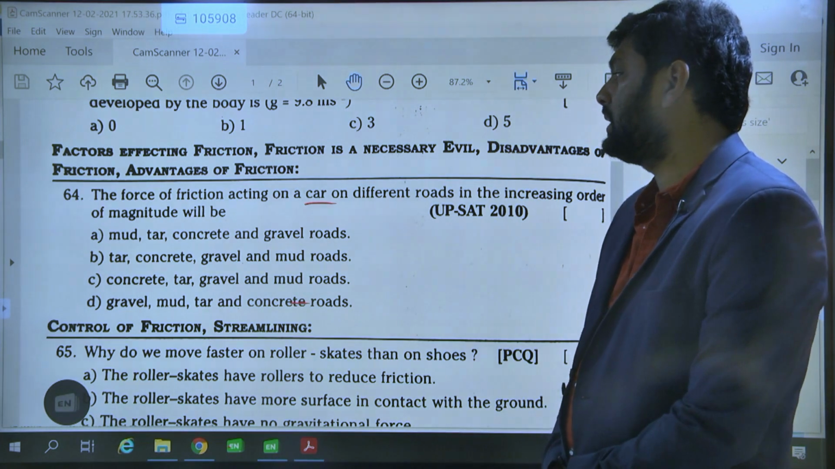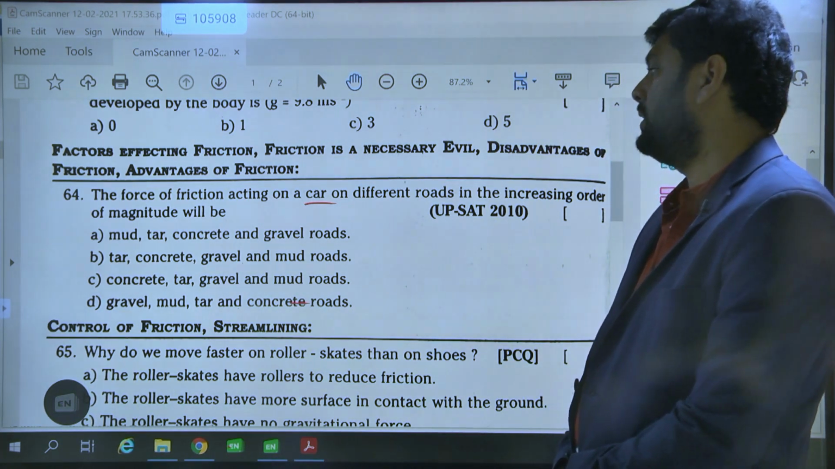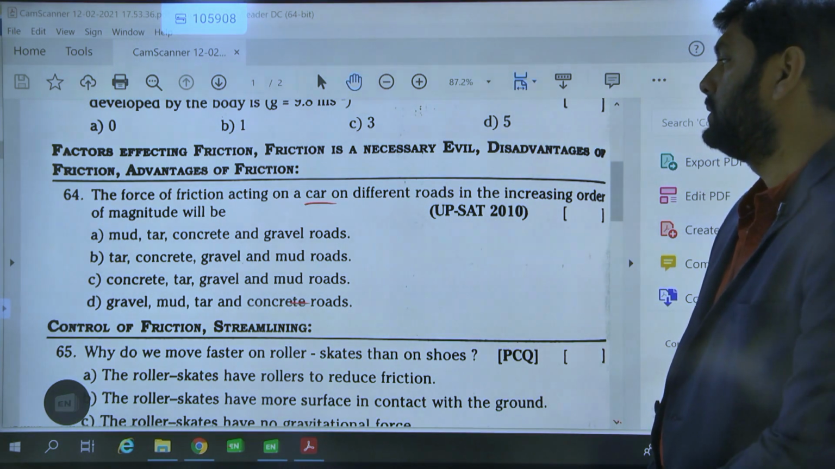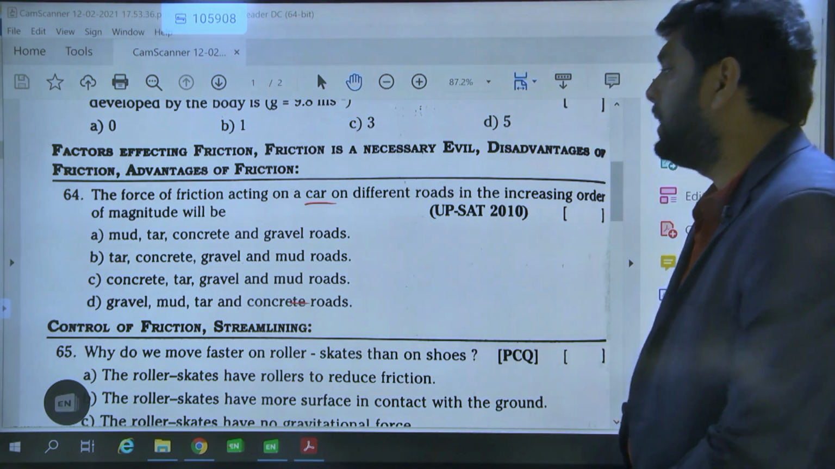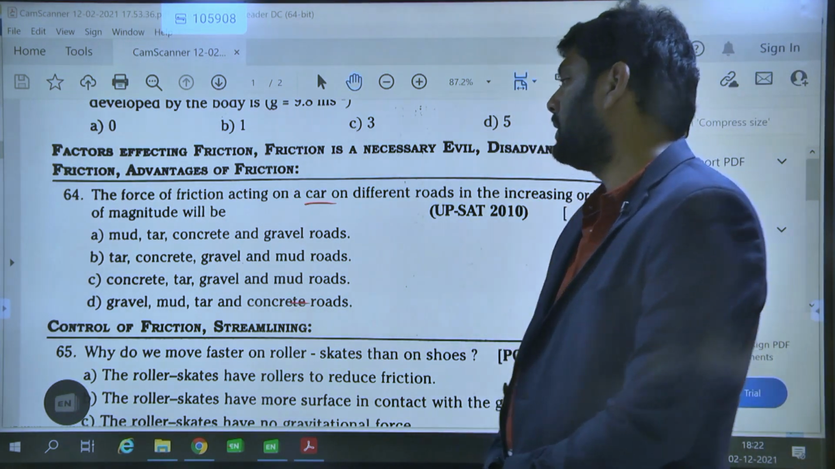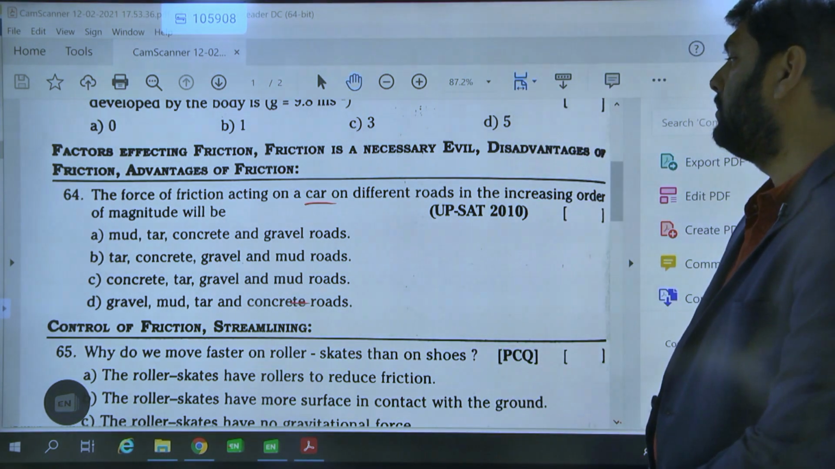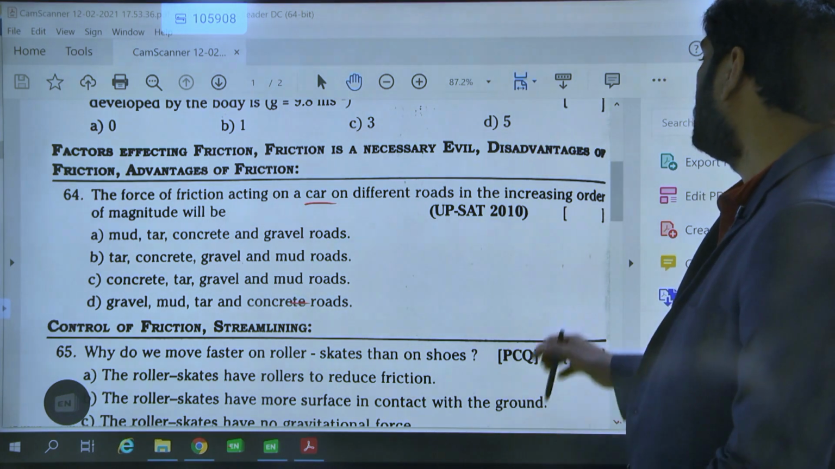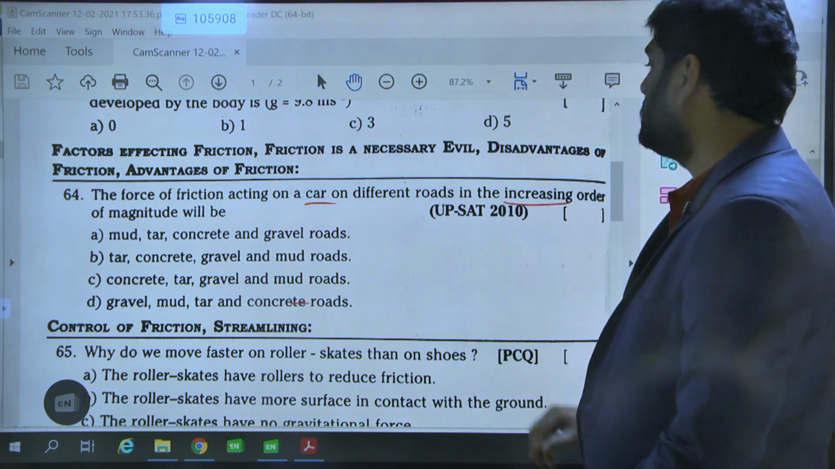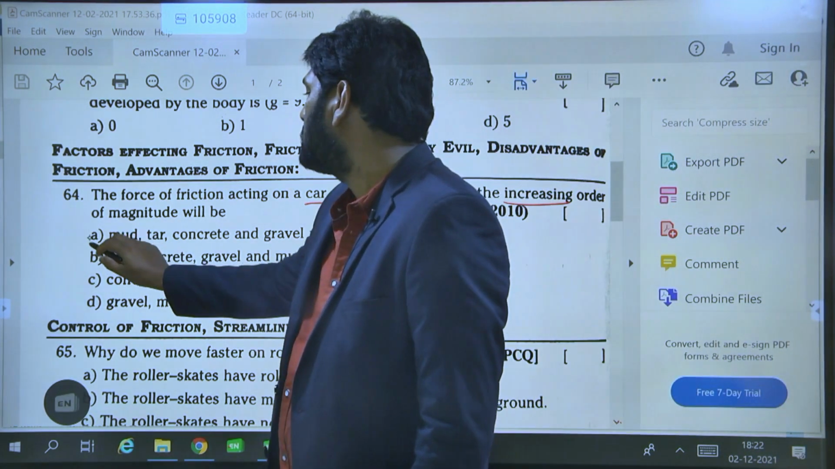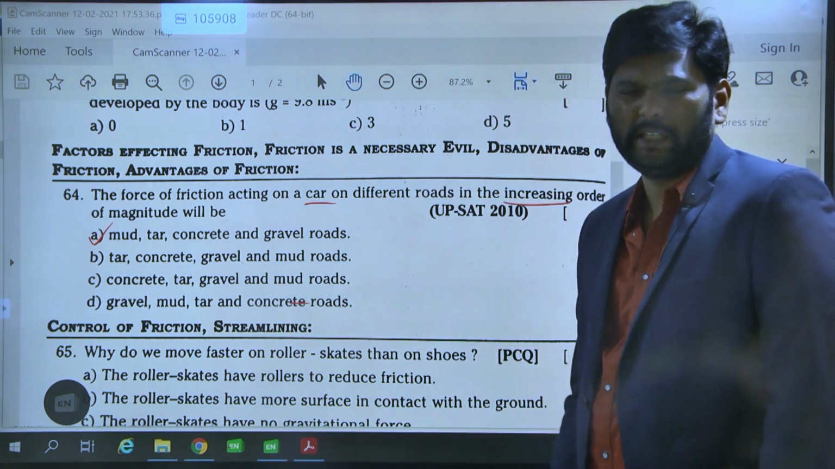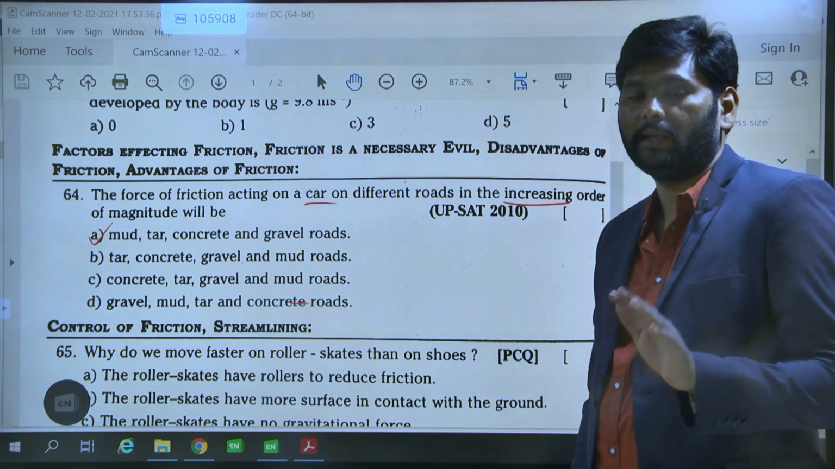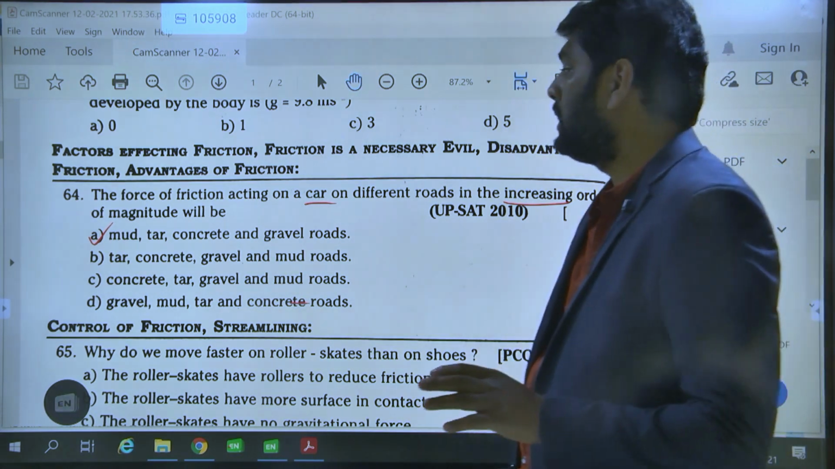Mud, tar, concrete and gravel road. Which one will give more friction here? Next, what about tar, concrete, mud road? Concrete, tar, gravel and mud road. Which one is increasing order? They are asking increasing order. So is the first option only right? Because mud cannot give any friction. We can slip in the mud, so it will not give.